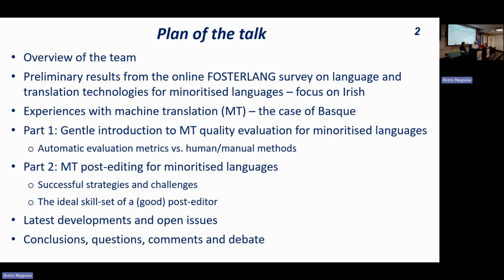Then part 2 is going to focus on post-editing MT output for minoritized languages, and we're going to try and focus on successful strategies as well as the challenges involved. We're going to finish with an overview of the ideal skill set of a good post-editor, so that each of you, whoever is interested in leveraging these technologies for the benefit of minoritized languages in Europe, whether they be Basque, Catalan, Irish, or any of the others, can get to grips with the topic.